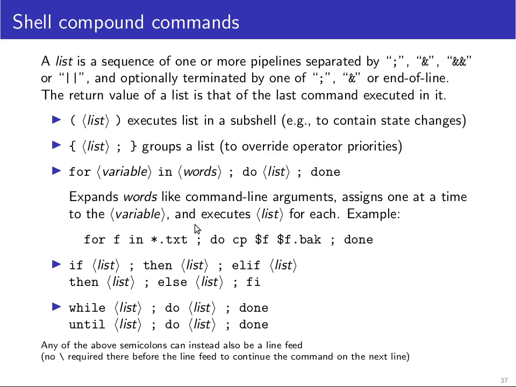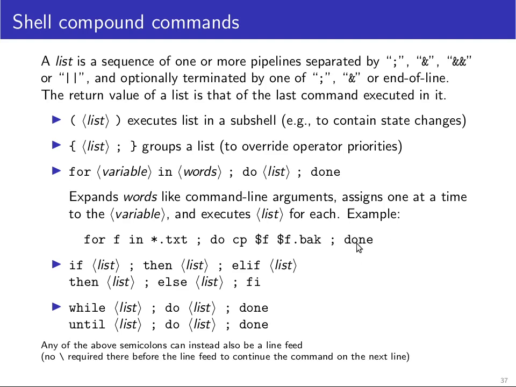So, a simple example: we have a directory that contains a number of files with the extension .txt, and for each .txt file we want to make a backup copy. The backup copy shall have the additional extension .back. So we write for f in *.txt. This will be expanded by the shell with path expansion to a list of all files that end in .txt. Call the copy command and copy each of these file names into the same file name with .back appended, and then semicolon done marks the end of the loop.